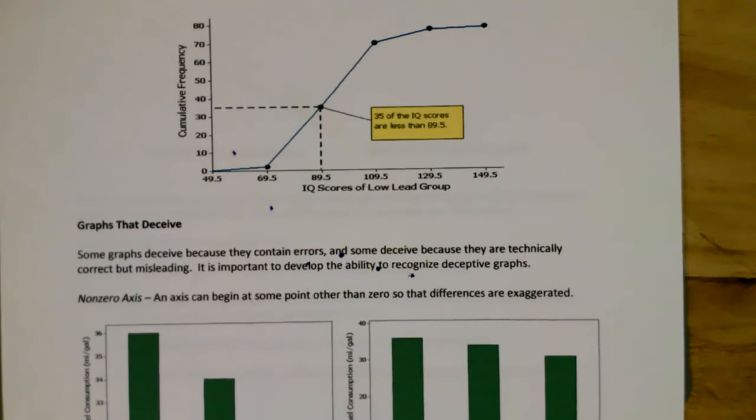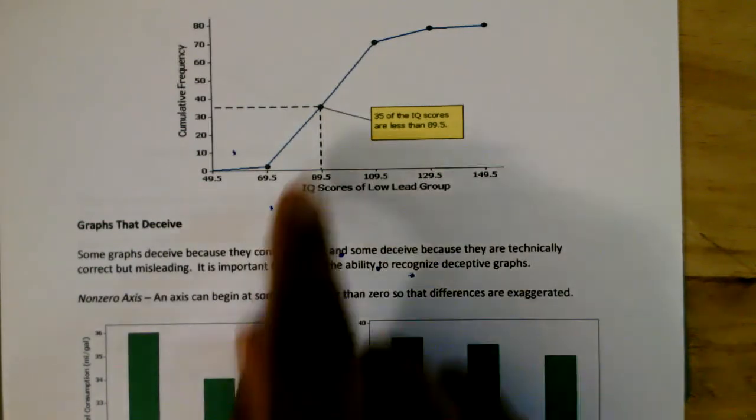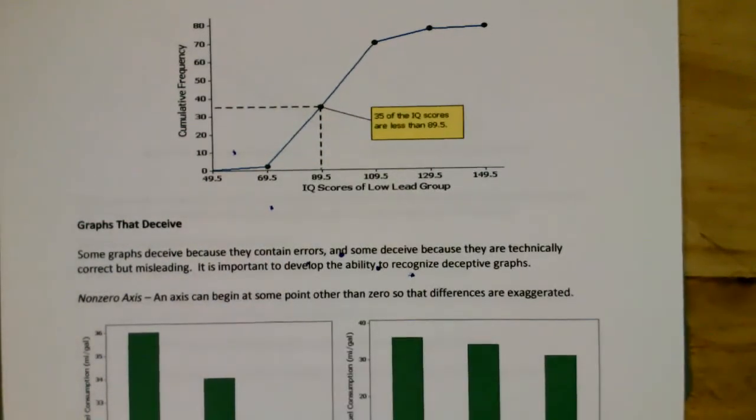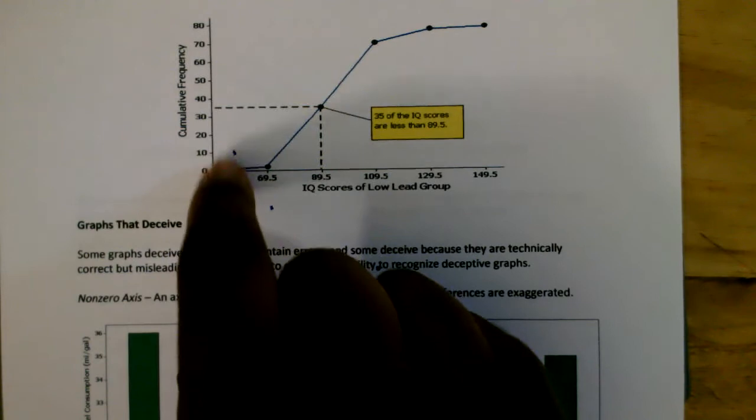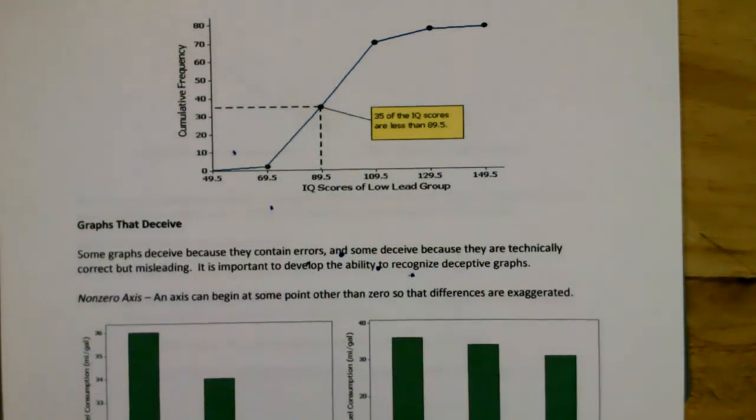So if you look at the graph at the top, you'll see this is what an ogive looks like. Notice in the vertical axis, you'll see cumulative frequency. So you will have to do a cumulative frequency distribution in order to construct what they call an ogive. Okay.